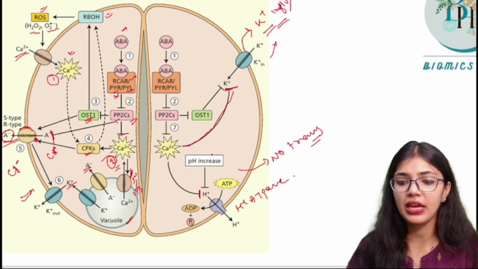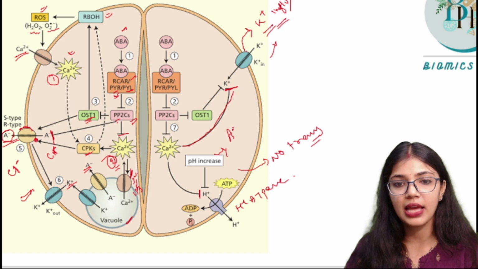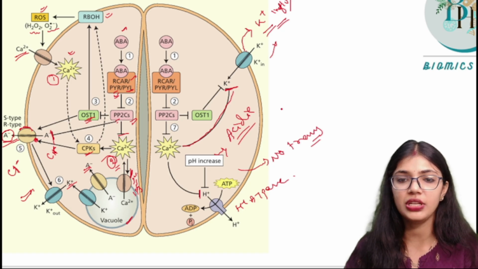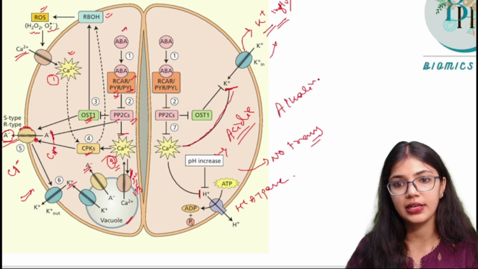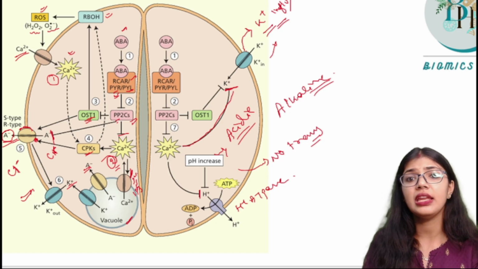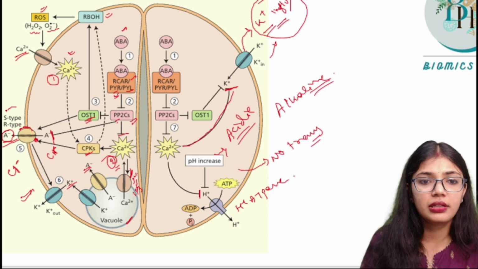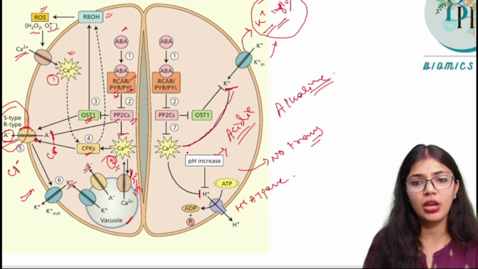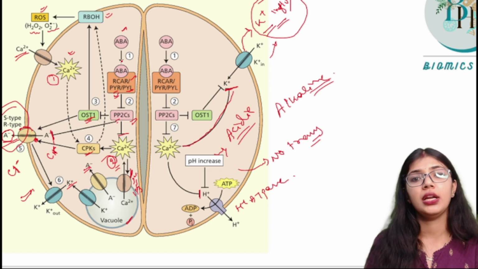Due to which the pH changes. Inside it is an acidic condition, and outside it is alkaline. Here the condition is alkaline. Here K+ is present in more amount, and here the chlorine is present in more amount, due to which there is osmotic imbalance.